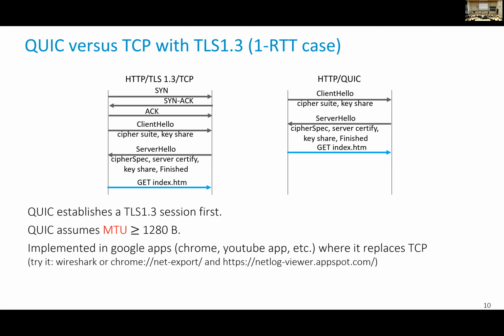That means, in fact, when we use QUIC, we first establish a TLS session. Whereas with TCP, we first open a TCP connection, then we agree about the cipher and the cryptography. Here we do the other way around. First, we agree about this cryptography. We do this over UDP.